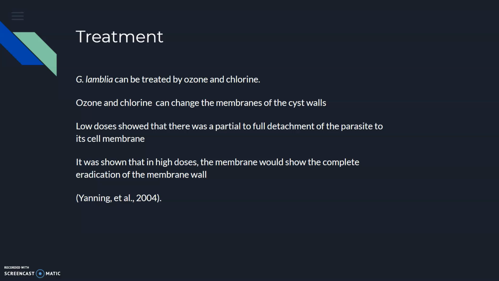The treatment of Giardia lamblia is that it can be treated by ozone and chlorine. Both ozone and chlorine can change the membranes of the cyst walls, and whereas low doses can do partial to full detachment of the parasite to the cell membrane, in high doses it's shown to have a complete eradication of the membrane wall.